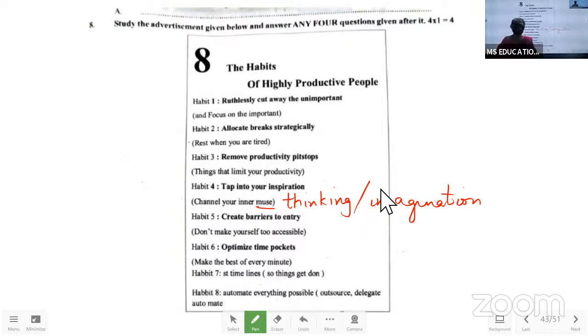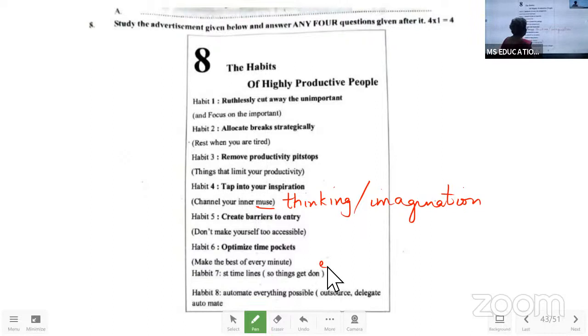Sixth habit, optimize time pockets. Make use of every opportunity at every moment. Once you miss an opportunity, it's not going to come back. So please see that you make yourself available every minute. Time is precious. Once it goes, you cannot get it back. No point in regretting it. And the seventh habit, get things done.